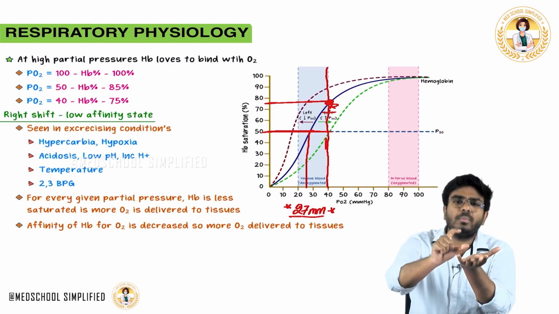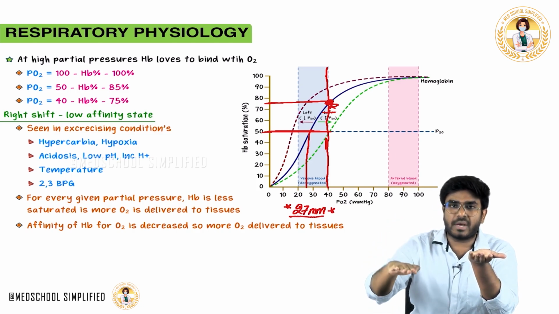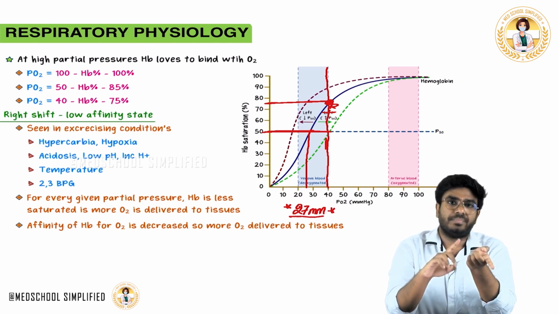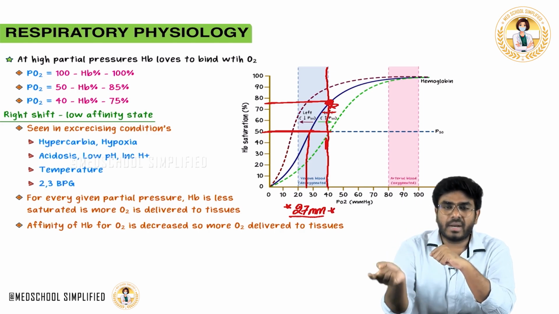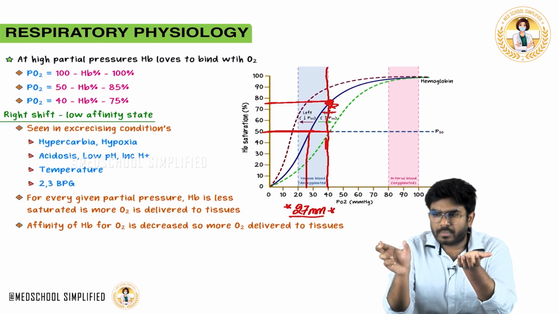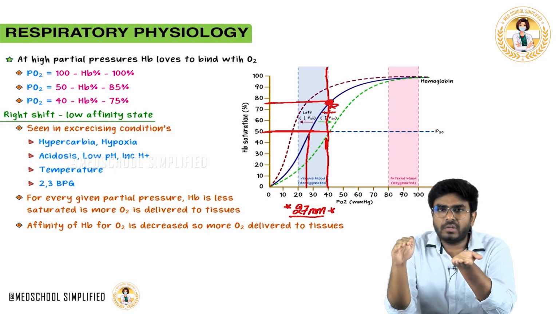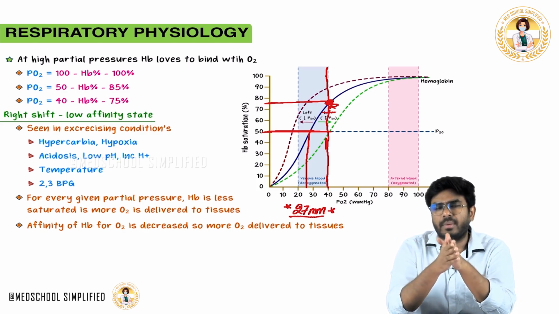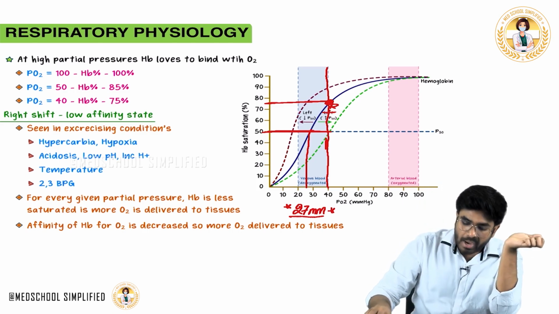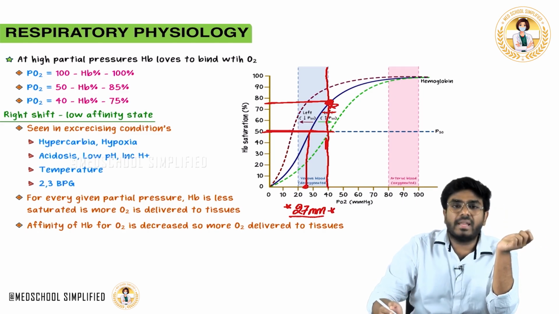Okay. Now, if you want to remove one oxygen molecule, how much do you have to decrease the partial pressure? You have to decrease the partial pressure of oxygen from 100 to 40. So, you have brought down the partial pressure of oxygen from 100 to 40. Now, one oxygen molecule is delivered. Now, from 40, you again bring it down to 27 mmHg. At 27 mmHg, one more oxygen molecule is delivered. So, the partial pressure at which hemoglobin is 50% saturated is called the P50 value.